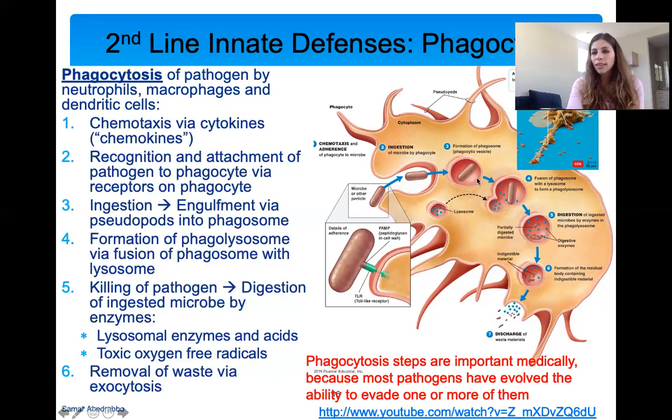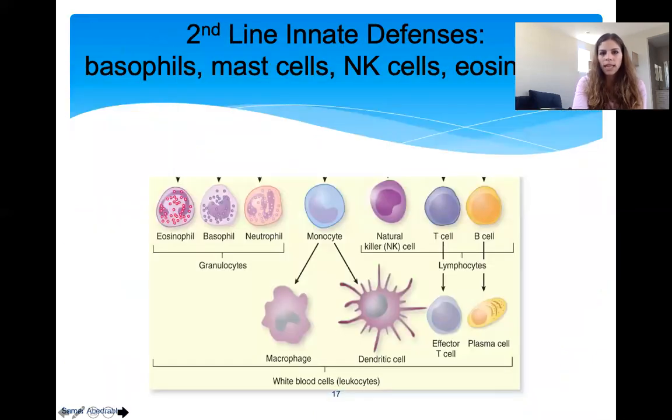Maybe once they're recognized, they can live in the phagosome. Maybe they somehow stop the lysosome from fusing with the phagosome. So different components. So we talked about cells that do phagocytosis.